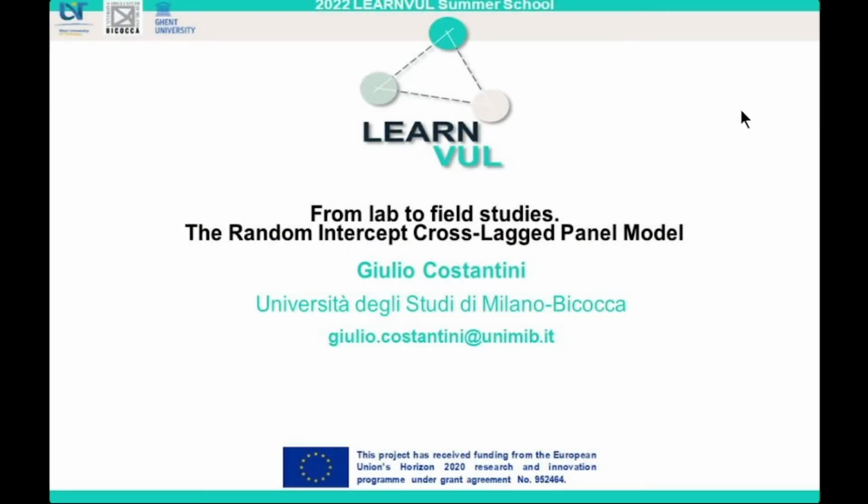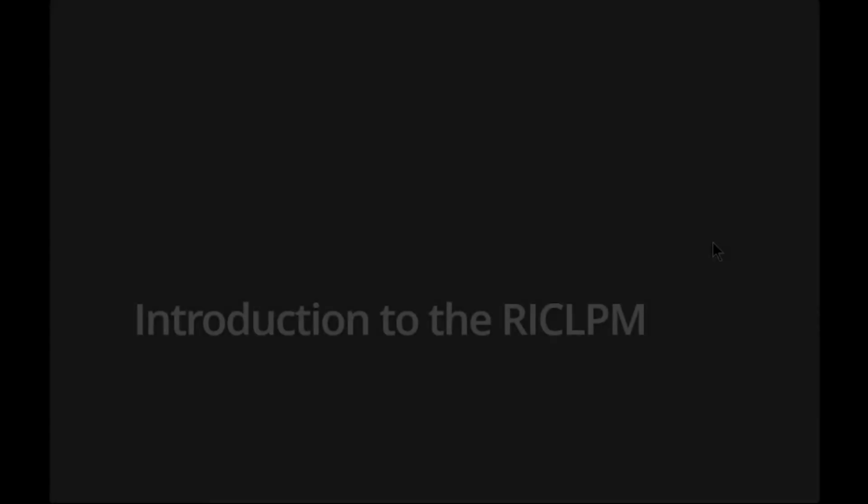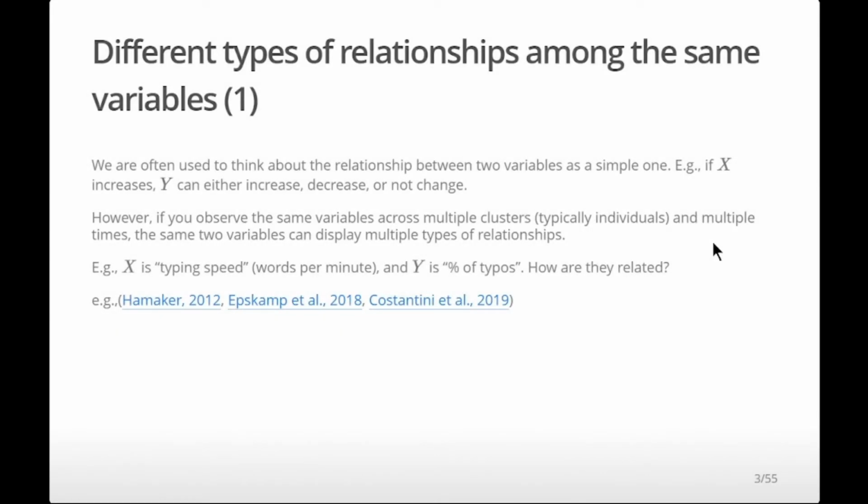Cross-lag panel model. That's today's topic. What is it? Before introducing the model itself, I would like you to reflect about different types of relationships that we can have among the same variables. For example, what if I ask you, what is the relationship between these two variables where x is typing speed and y is proportion of typos that you make?